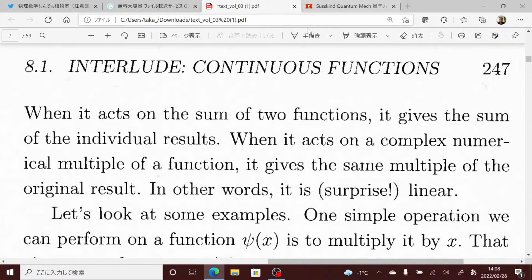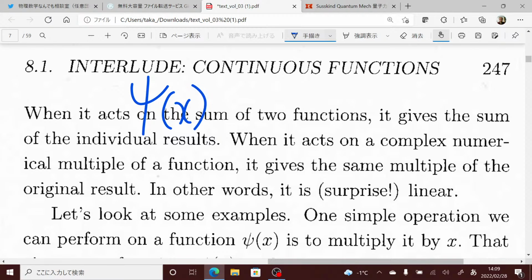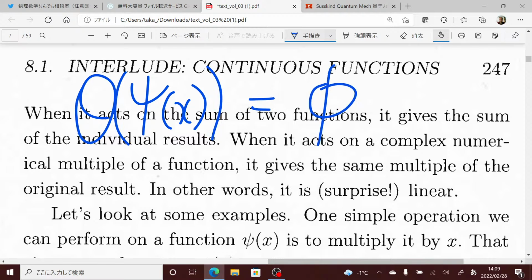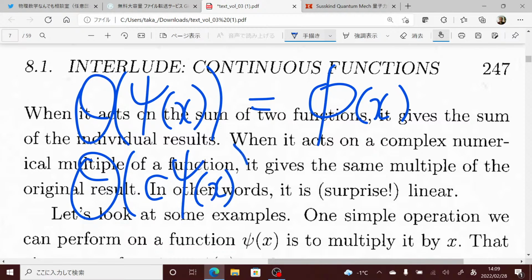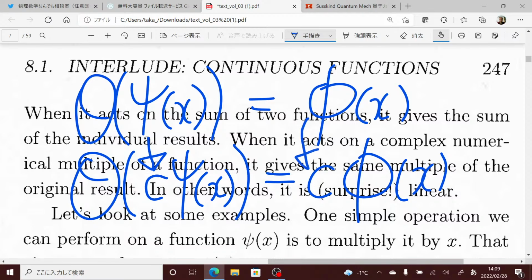これわからないかな。So if you have some linear operator, and it operates on some complex number multiple of the function, the result is also multiplied by the complex number. So if you multiply by a complex number c, the result is also multiplied by c. This is linear.